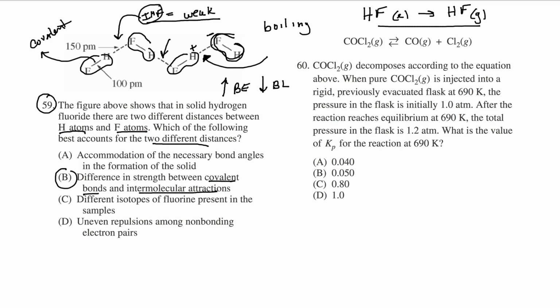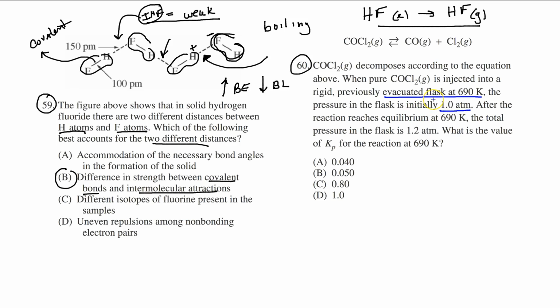On to number 60. Let's go for it. Number 60, okay? This chemical decomposes according to the equation above when pure CoCl2 is injected into a previously evacuated flask. Remember, how many times have you heard that setup? Okay, so it's empty with no pressure at a certain temperature. The pressure in the flask is initially at 1 atmosphere.